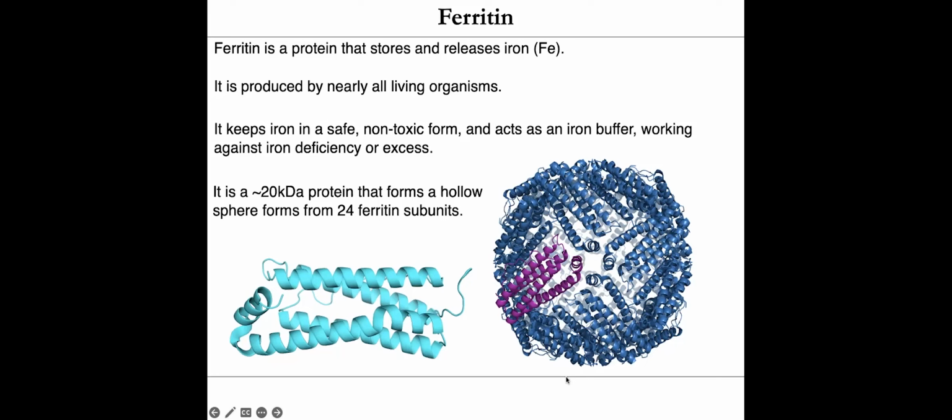The individual subunits of ferritin are 20 kilodalton proteins that will combine to form a hollow sphere made up of 24 ferritin subunits. So right here is the individual subunit of ferritin, and right here are the 24 ferritin subunits that are combined to form this large hollow sphere that will bind and release iron.